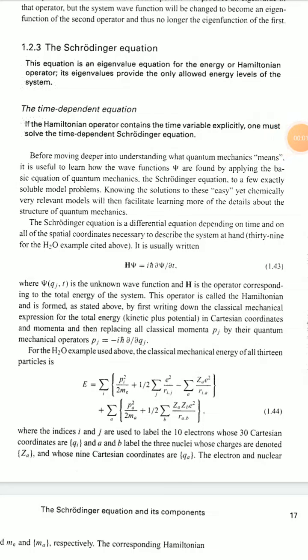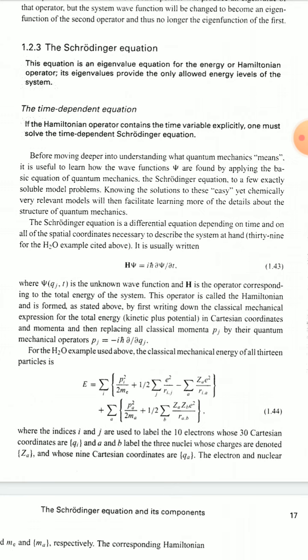Namaste, this is the MSc second semester class of physical chemistry, and today we discuss the Schrodinger equation. This equation is an eigenvalue wave equation for the energy or Hamiltonian operator. Its eigenvalues provide the only allowed energy levels of the system.